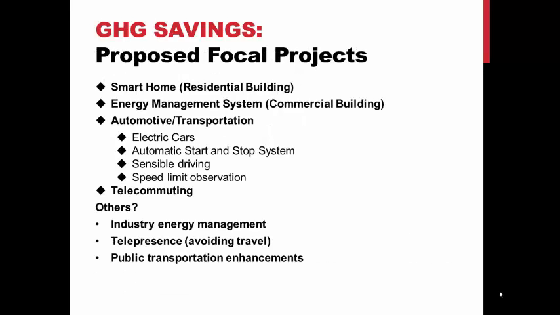So this is a summary of the proposed focal projects that we've looked at, and I'll go into each of them in a bit more detail where we might have savings opportunity. If we remember from buildings, we had broken that down into residential and commercial buildings. Within residential buildings, we're interested in looking at smart home applications. And within commercial buildings, we're interested in energy management systems. We spent a little bit of time talking about transportation and really the role of automotive transportation and emissions. And so the set of activities that we've listed there are the use of electric cars, automatic start-stop systems, sensible driving, and speed limit observations.